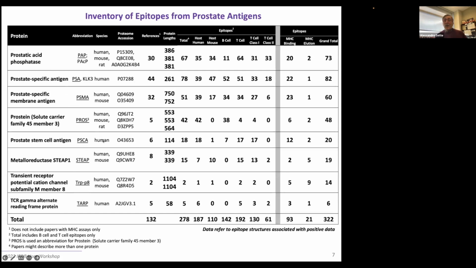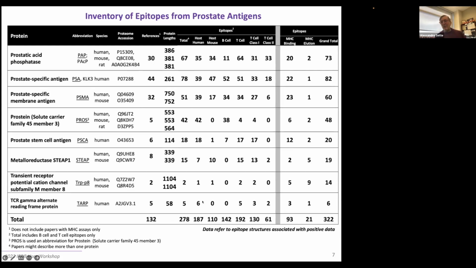You see here, there's about 132 papers related to these 8 antigens, and already you see that 3 antigens really have a lion's share of the references related to this set of antigens. In terms of a grand total of epitopes, it is about 300 epitopes in total, with about 278 related to either B or T cells, and about 93 being related to MHC binding or MHC elution.